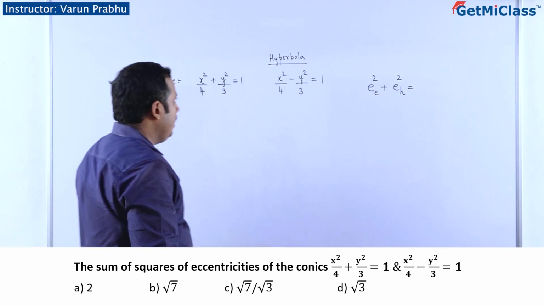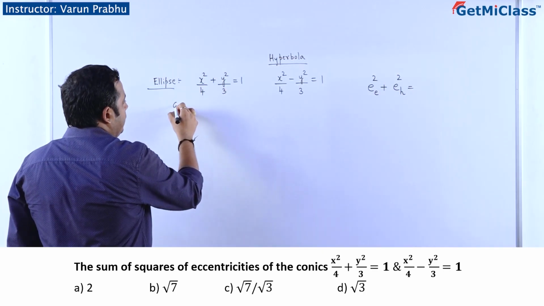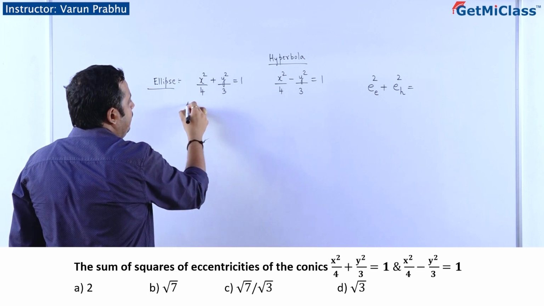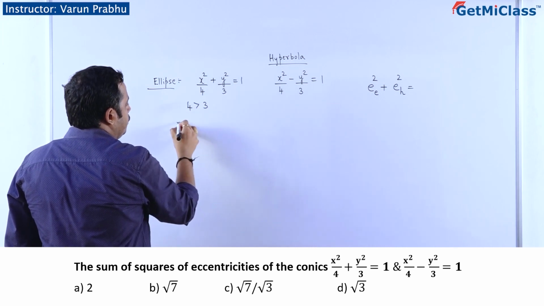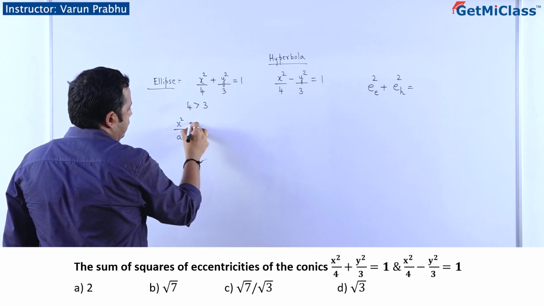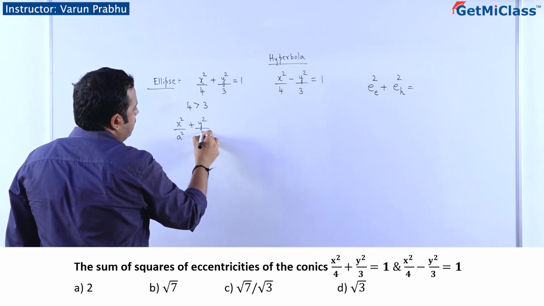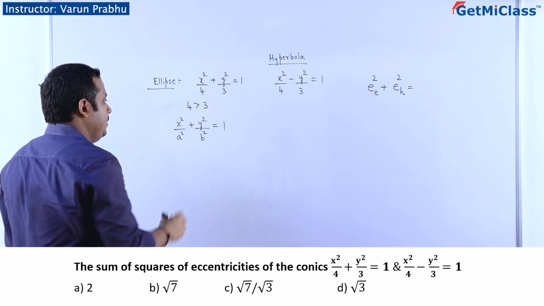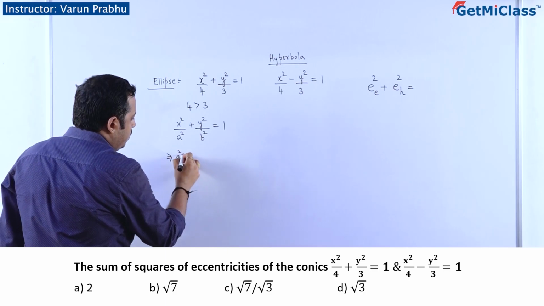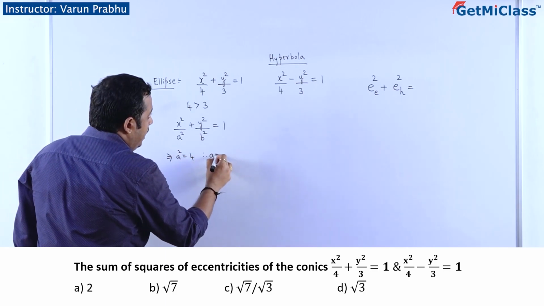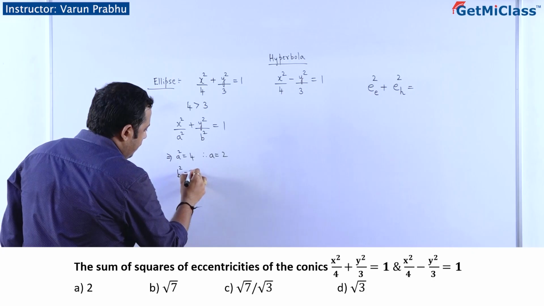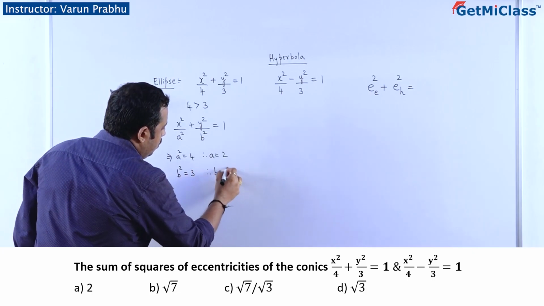Is it okay? So now we'll compare this. Look here, 4 is greater than 3, right? So I'll compare with x square by a square plus y square by b square equals 1, a regular ellipse. So a square is equal to 4, therefore a is equal to 2, and b square is equal to 3, therefore b is equal to root 3.